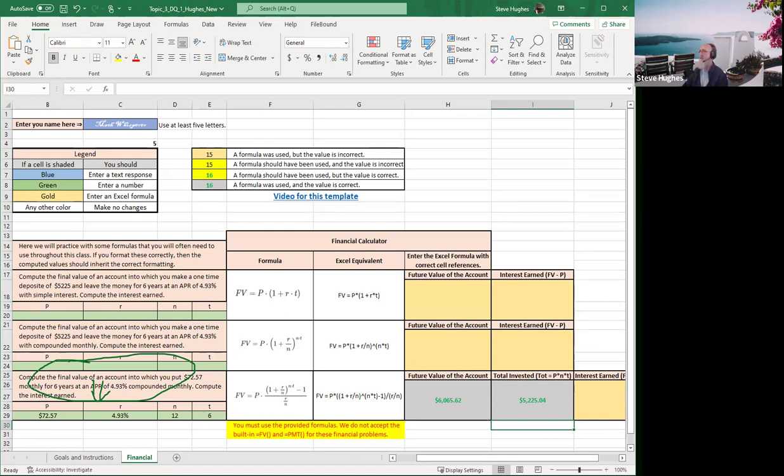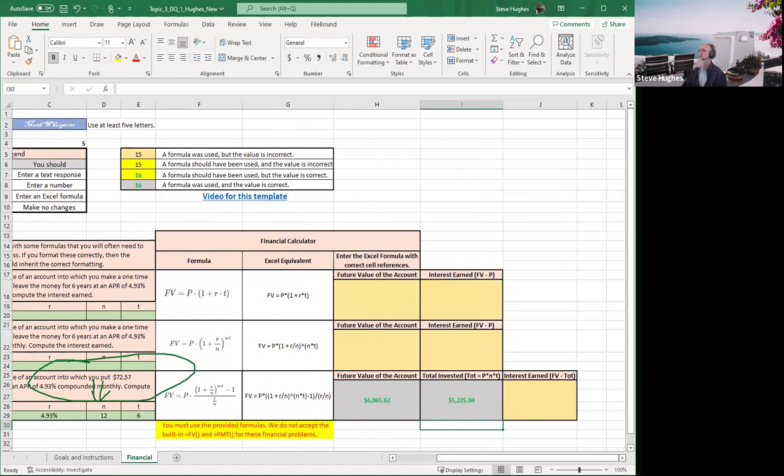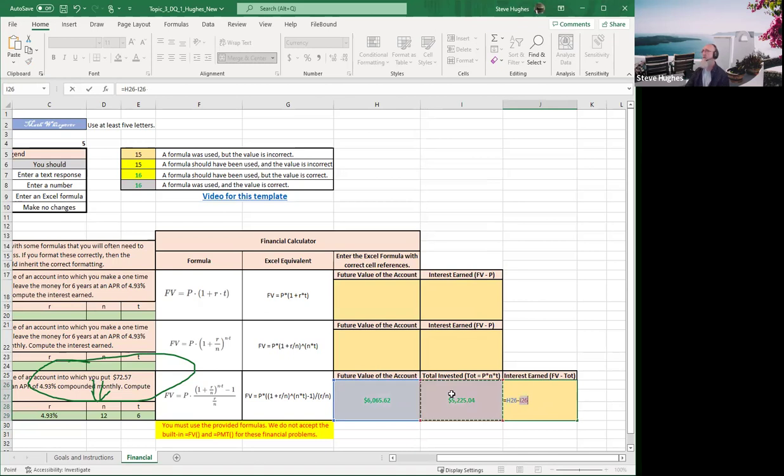Everybody. If I invested $5,225.04, and if I now have $6,065.62, all right, so I have 6,000 something, I invested 5,000 something. The difference between those two is my interest, okay? So once again, equals my future value minus the amount that I put into the account. Hit enter, and I have $840.58.